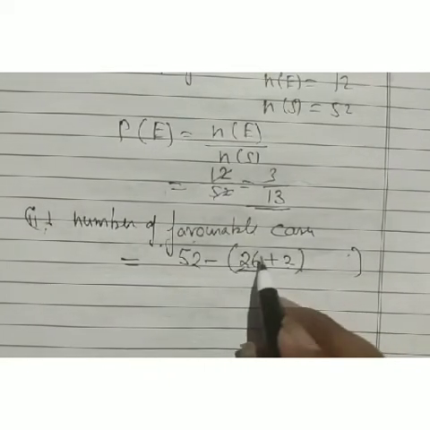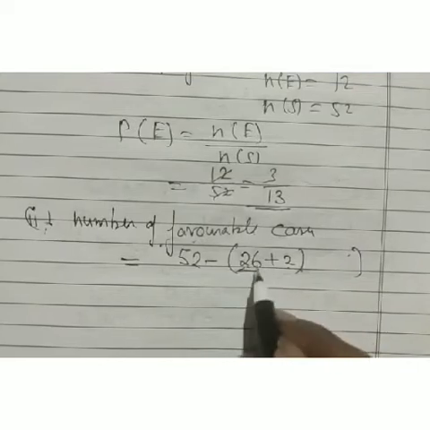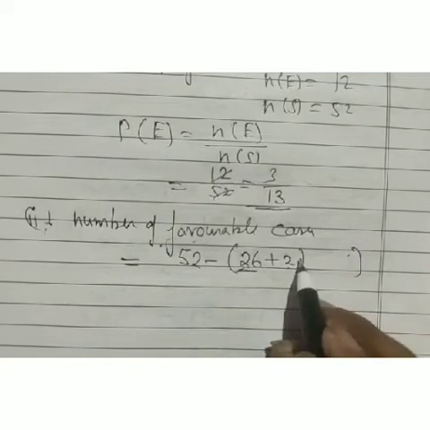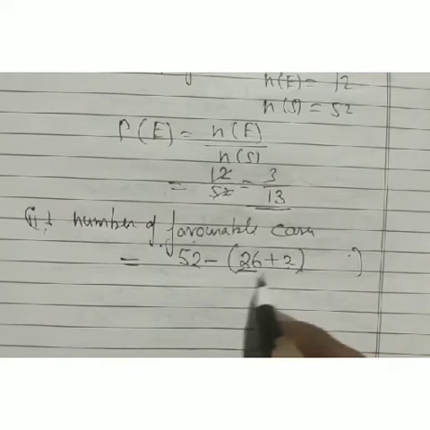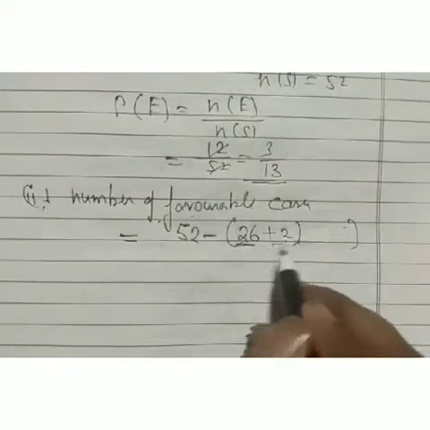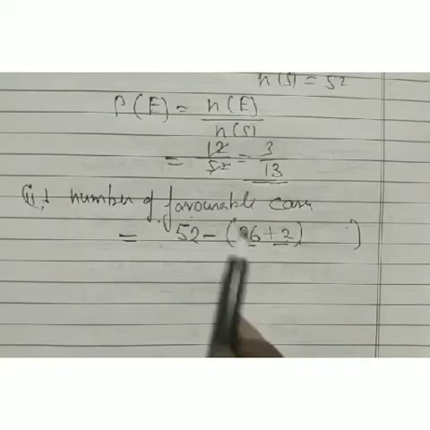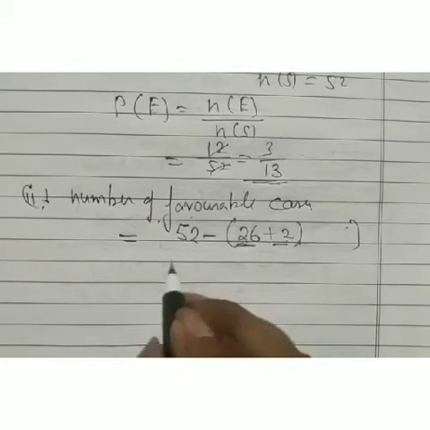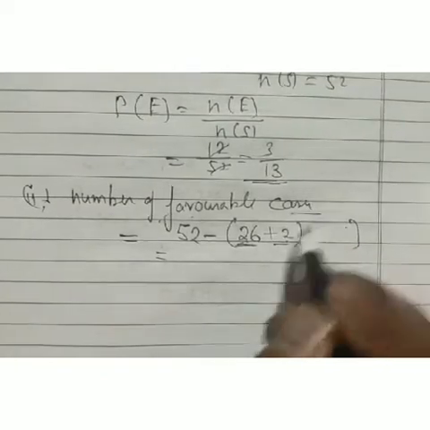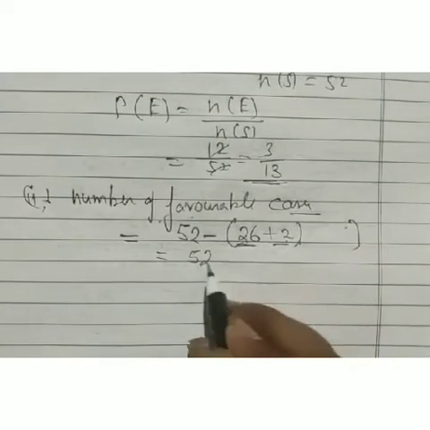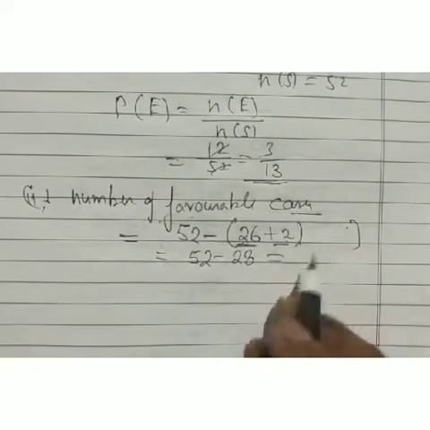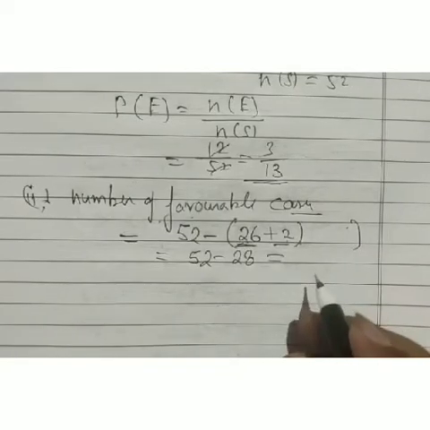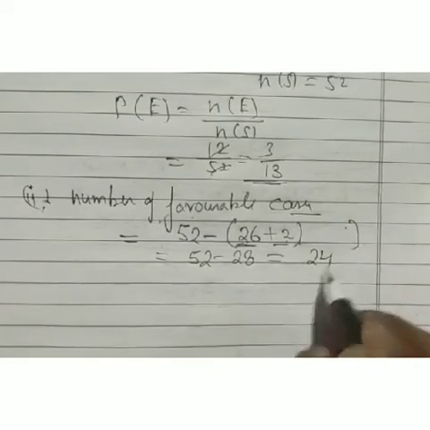There could be a little mistake done by you. You may go 26 plus the 4 kings, 30, and you will get less than the right answer. You have to remember that because in the 26 our 2 red kings are already included, we have to just add 2, the 2 black kings. Now what do we have? The number of favorable cases is 52 minus 28, which gives us 24.